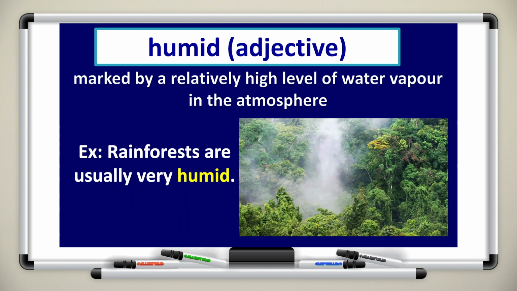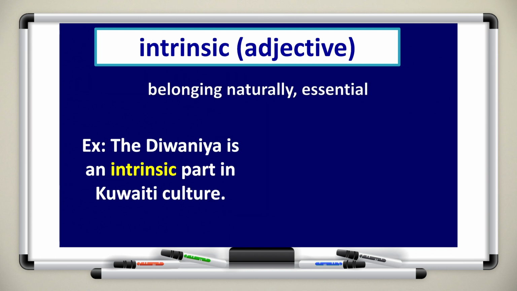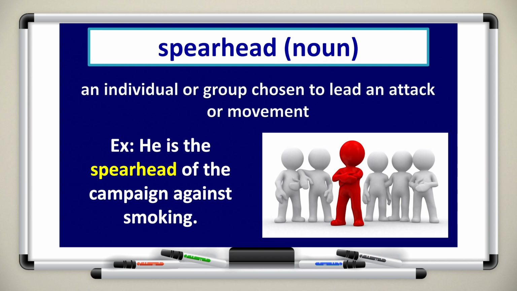And when I say the weather is humid, it means marked by a relatively high level of water vapor. Example, rainforests are usually very humid. Intrinsic means essential. The Diwaniyah is an intrinsic part in Kuwaiti culture. A spearhead is a leader. For example, he is the spearhead of the campaign against smoking.